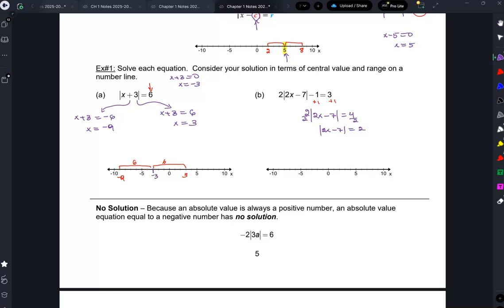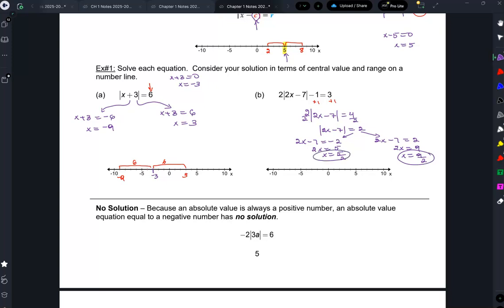Now, I have absolute value equals a number. I've isolated the absolute value. This is where I split up. So I say 2x minus 7 equals negative 2, and 2x minus 7 equals positive 2. Let's solve this quickly. 2x equals 5, so x is 5 over 2. 2x equals 9, so x is 9 over 2. Those are the two answers.